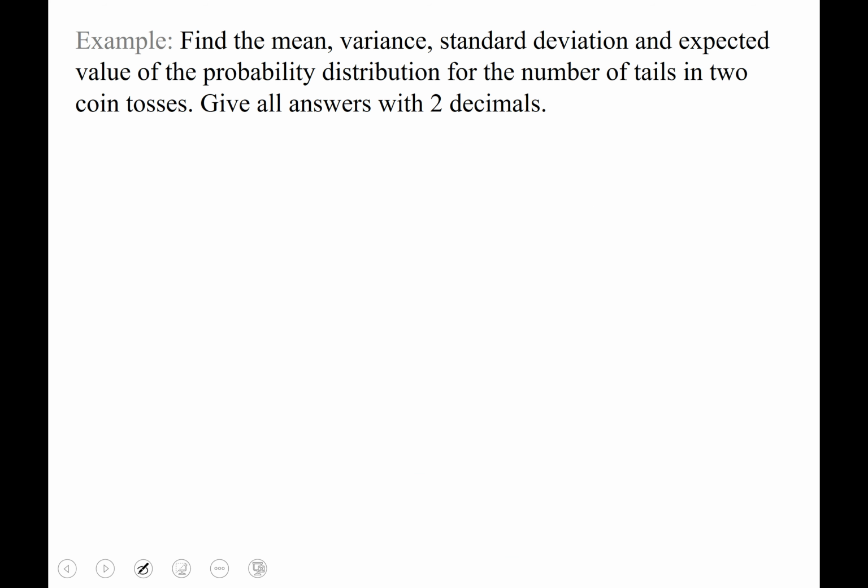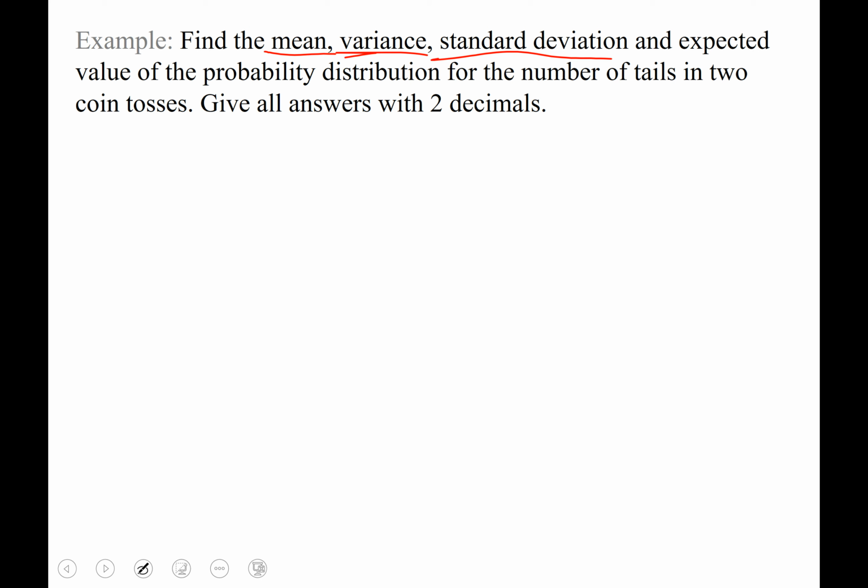All right, so let's try it. Find the mean, variance, standard deviation, and expected value of the probability distribution for the number of tails in 2 coin tosses. Give all answers to 2 decimals. Okay, mean, variance, standard deviation.